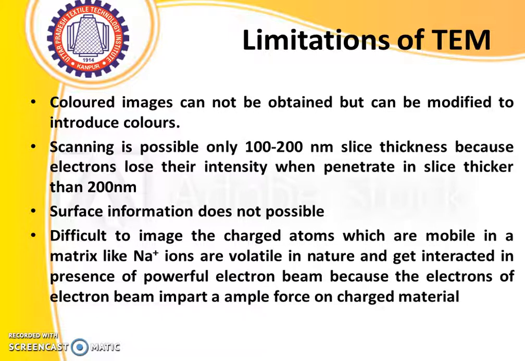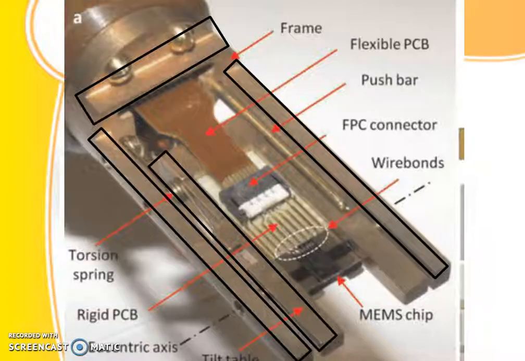It is difficult to image charged atoms which are mobile in a mixture, like sodium ions, which are volatile in nature and interact in the presence of a powerful electron beam, because the electron beam imparts ample force on charged material. So such types of materials may create problems during scanning under TEM.